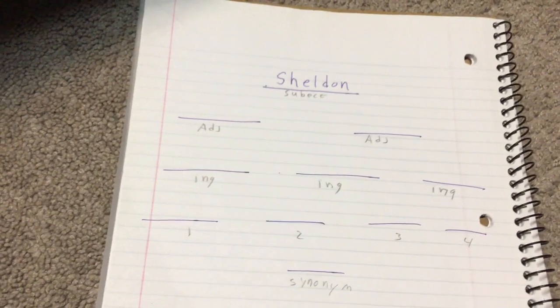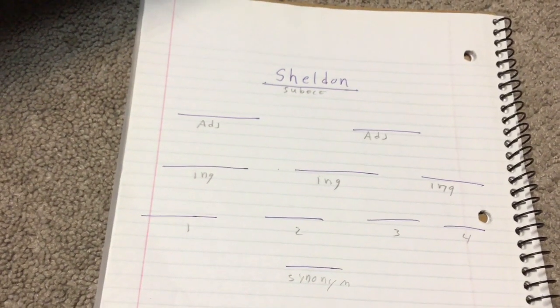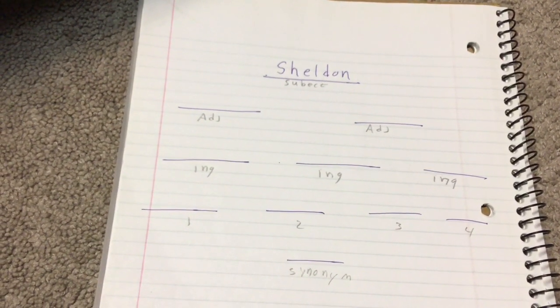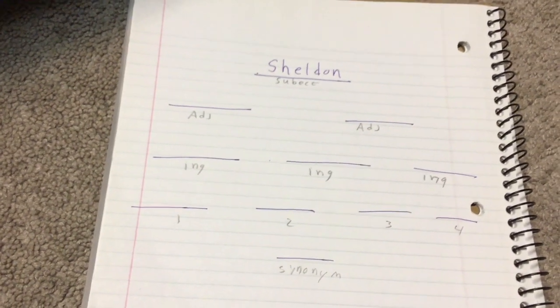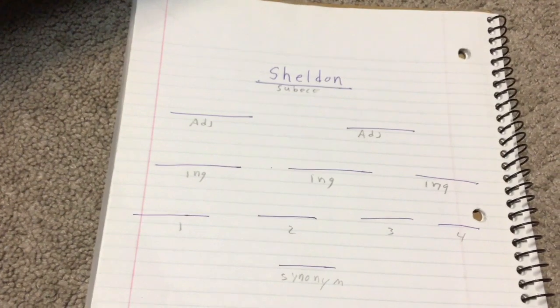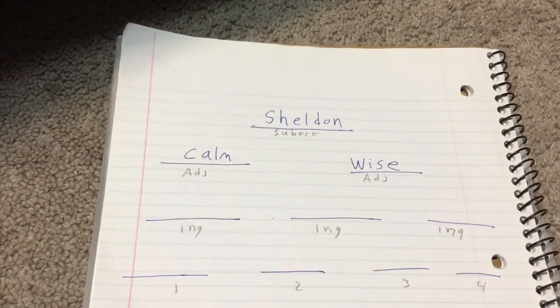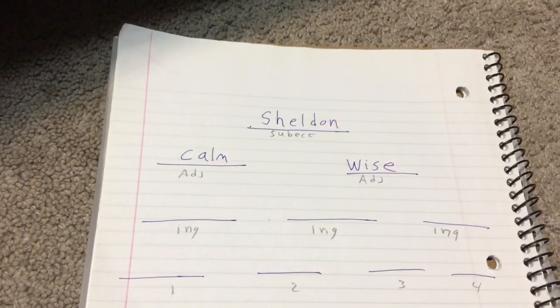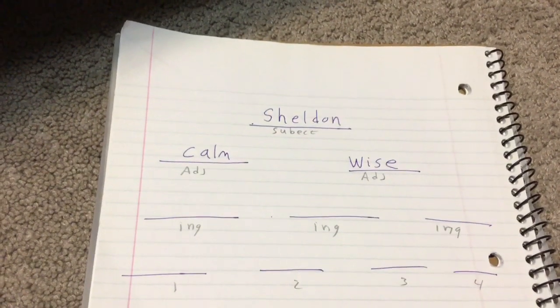Next line, adjectives. Adjectives describe the subject. So what words in your mind describe Sheldon? There are lots of them. You need to pick 2. Okay, I'm back. There are about 1,000 right answers for what's next.